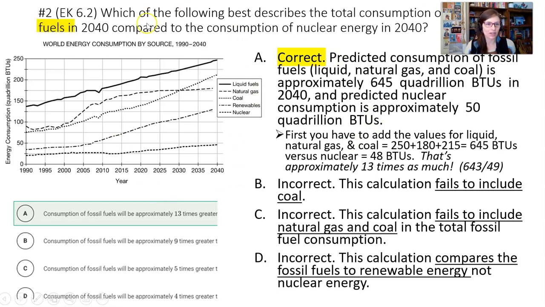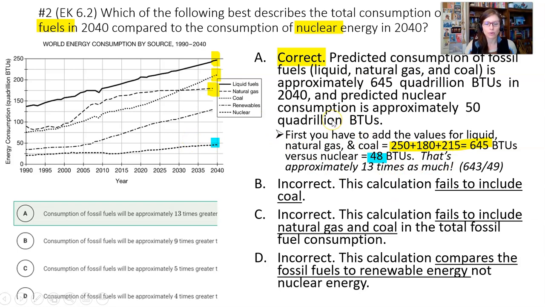It's looking at all fossil fuels. So all the fossil fuels, what are those? And this is compared to nuclear energy. So let's find them. So here we have liquid gas, there's natural gas, and there's coal. So you had to add those 3 together, and you had to read the graph carefully, and you had to not mistake the funny little dot dash dot versus the dash dash, right? Easy mistakes. The nuclear energy was down here. So we take a look, that would be 250, 180, 215 approximately.